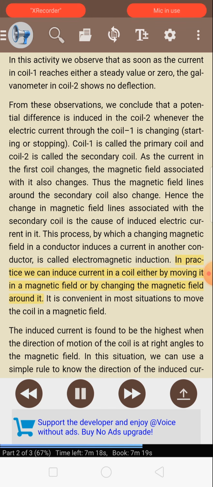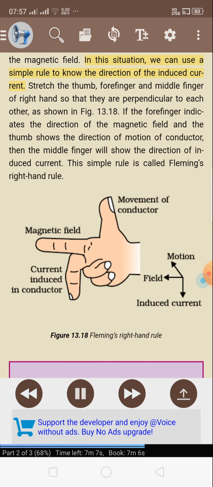In practice, we can induce current in a coil either by moving it in a magnetic field or by changing the magnetic field around it. It is convenient in most situations to move the coil in a magnetic field. The induced current is found to be the highest when the direction of motion of the coil is at right angles to the magnetic field. In this situation, we can use a simple rule to know the direction of the induced current.